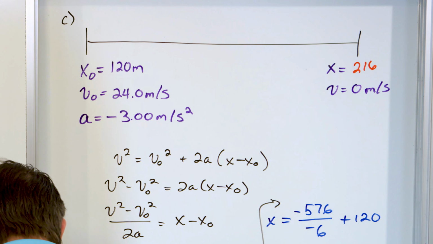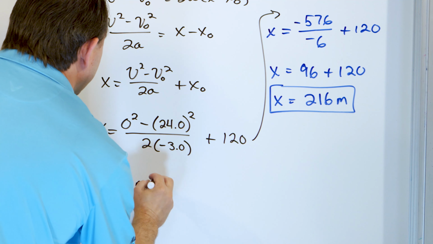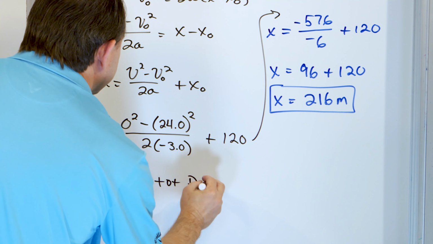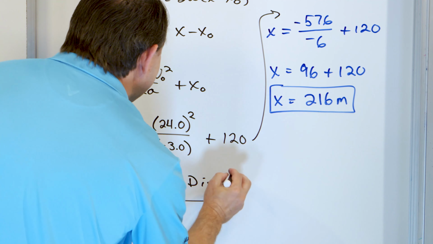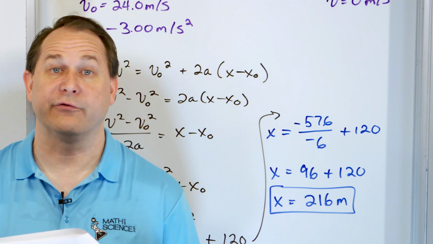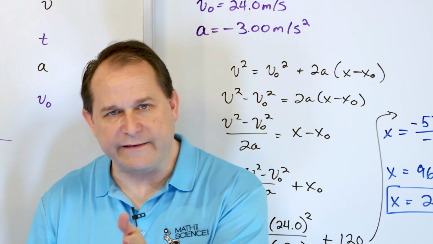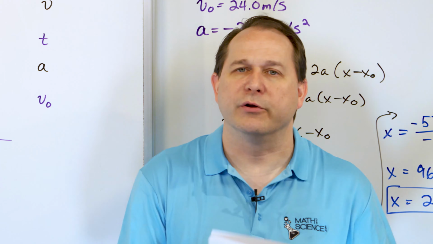So the question says, what is the total distance traveled? The answer is 216 meters total distance. It's just the coordinate at the end of region 3. That is how far it traveled relative to the first region. So when you first start the problem, you might think, I'm going to get the distance, get the distance, get the distance, and add them all together.